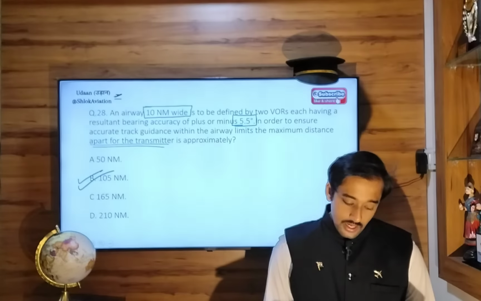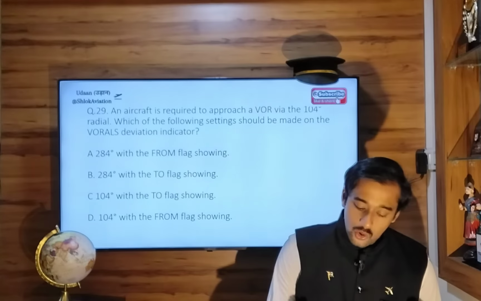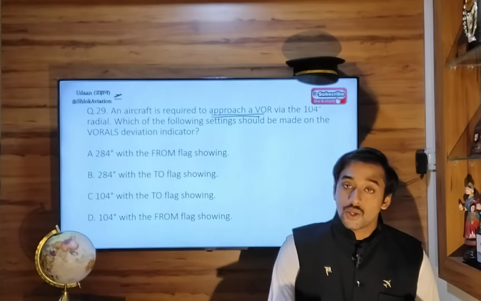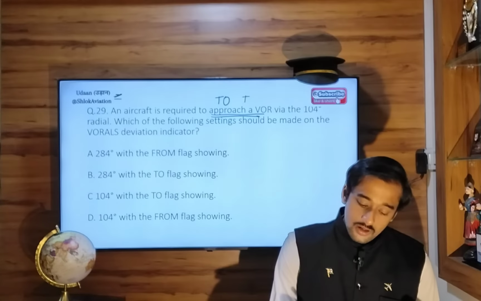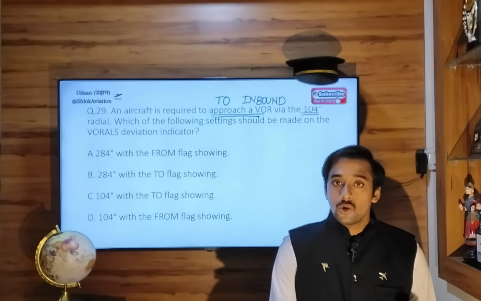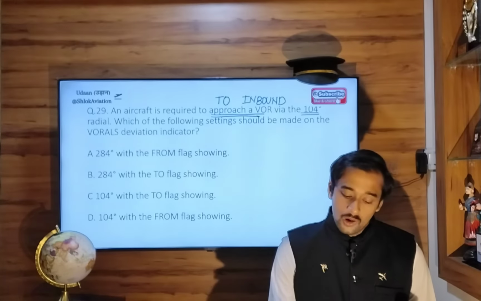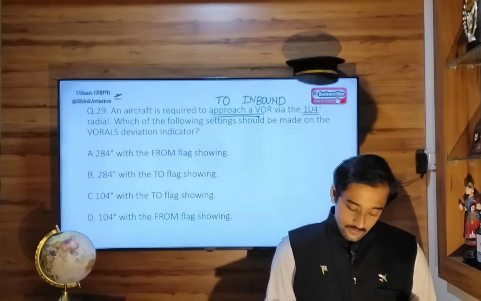Let's go to question 29 now. Aircraft is required to approach a VOR. That means it is required to fly towards a VOR, or inbound towards a VOR, right? On radial 104 degree. Which of the following settings should be made on the OBS selector?